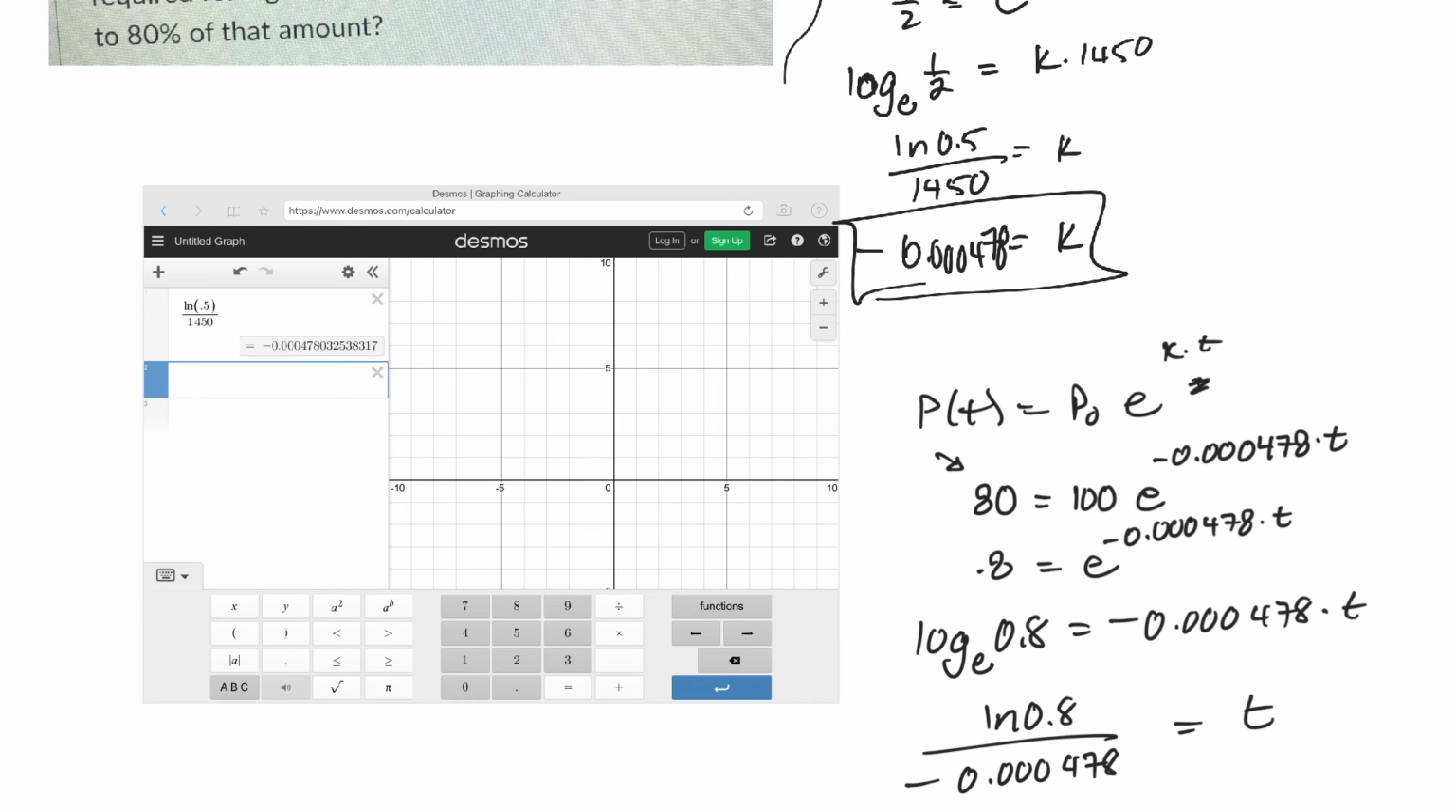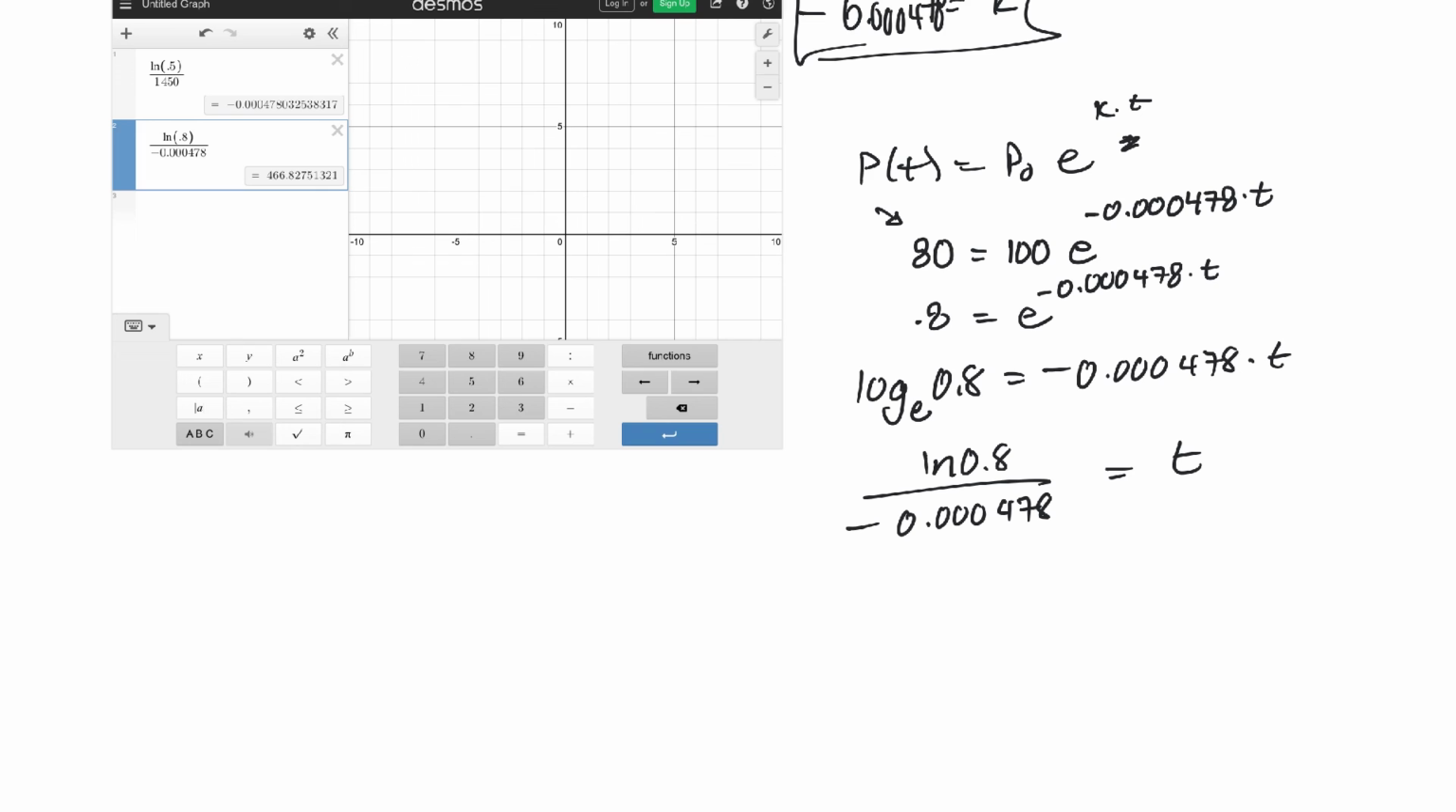Okay, so let's bring the calculator in again. And I've got ln of 0.8 divided by negative 0.000478. I think that should be pretty good. So it's 466.8, call it 467. So my time then would be 467 years. That's how old that one thing would be.